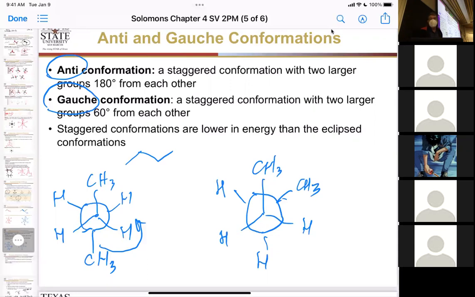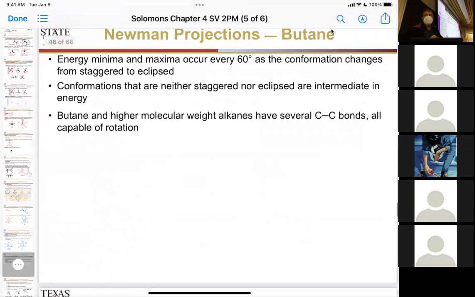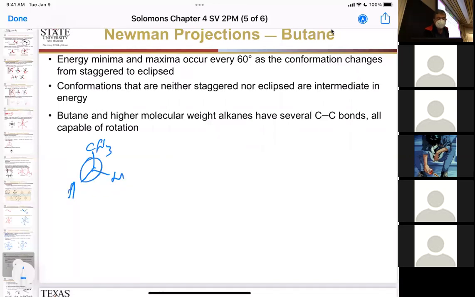Okay, so what can we see from this is that we can actually continue drawing that around and go from our first structure, CH3, H, H, CH3, H, H. And we can draw it going one step at a time through the eclipsed.